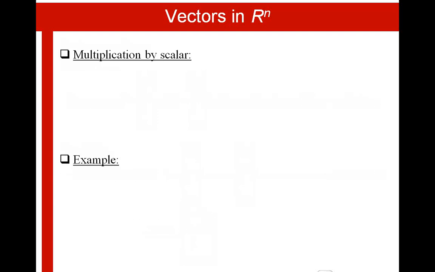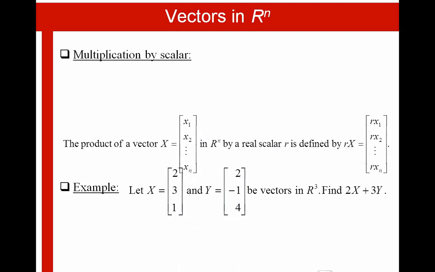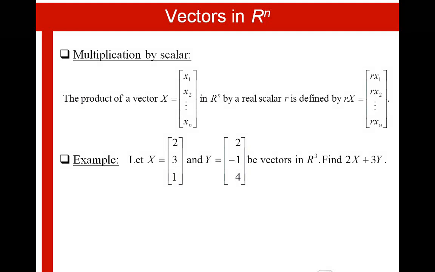The next property is multiplication by scalars. In other words, to multiply a vector by a scalar value. The product of a vector x in Rn by a real number or real scalar value r is defined by rx, r times x, which is equal to multiplying each element of x by r. In other words, we get rx1, rx2, etc. to rxn.